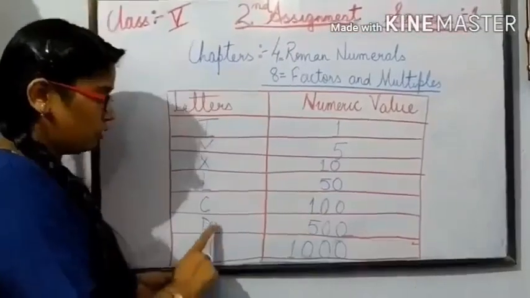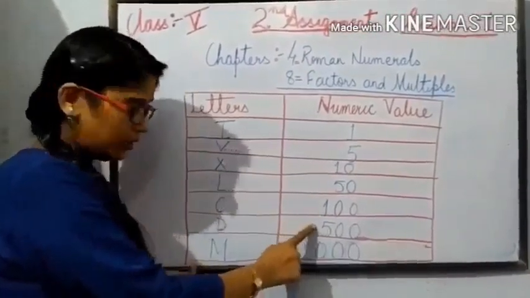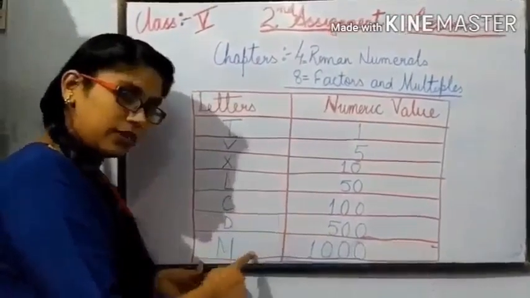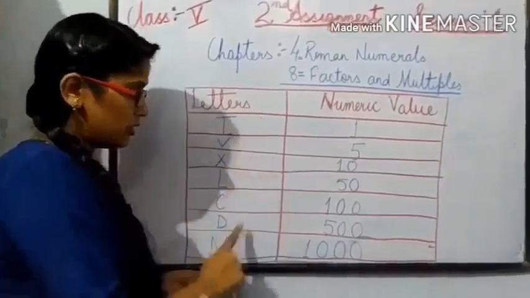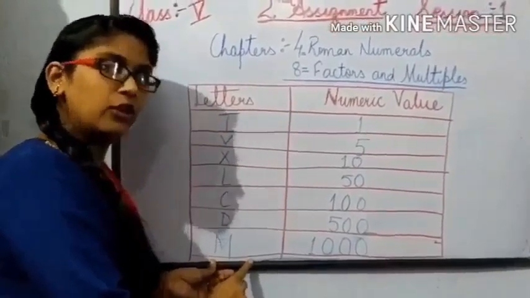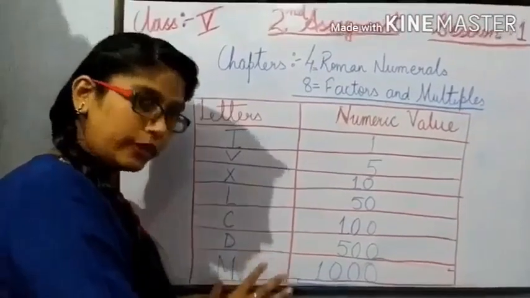Okay. Now next is D. The value of D is 500, and then after that is M. The value of M is 1000. So these are the 7 letters in Roman numerals for writing numbers.